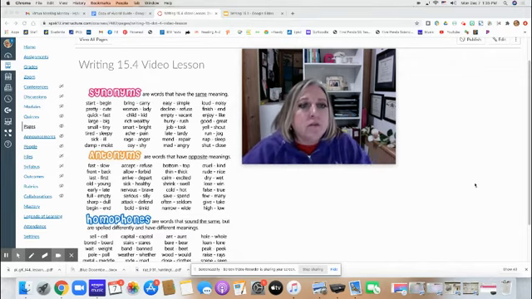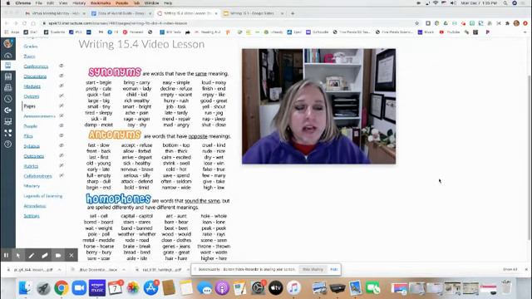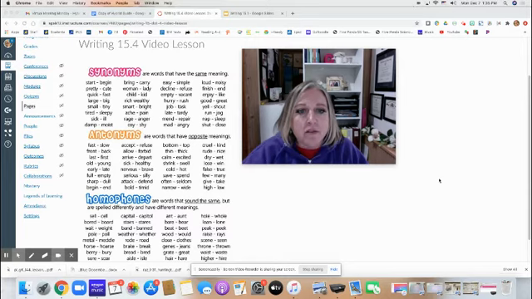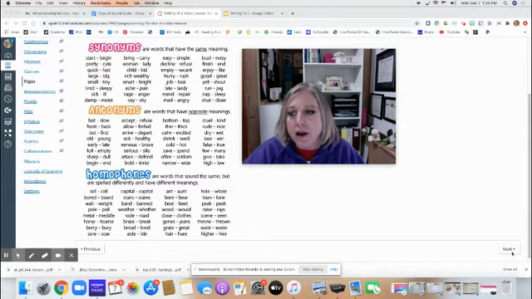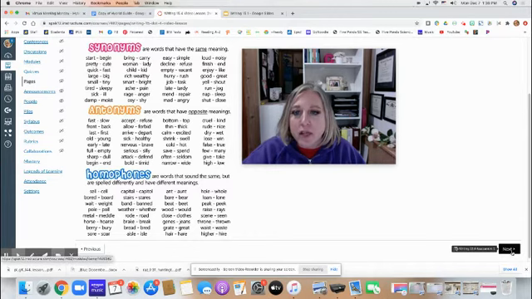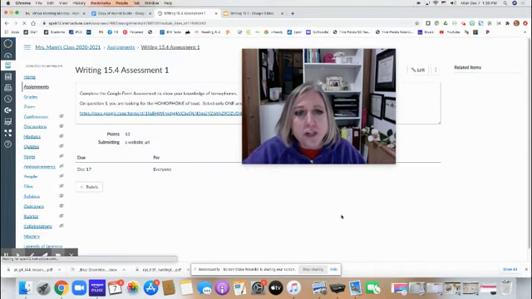Remember, synonyms are words that have the same meaning. Antonyms have opposite meanings, and homophones sound the same but are spelled differently and have different meanings. You have this chart here to help you with some common synonyms, antonyms, and homophones. It's not all of them, but it's some common ones that we see. So let's go ahead and go into our first writing assessment.